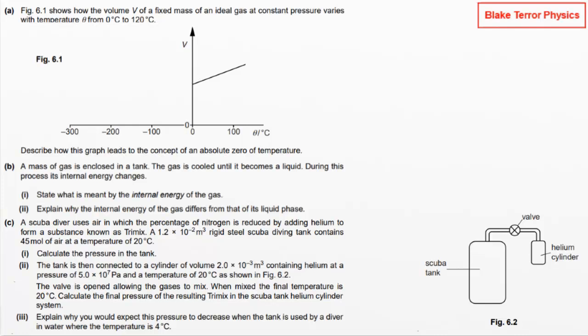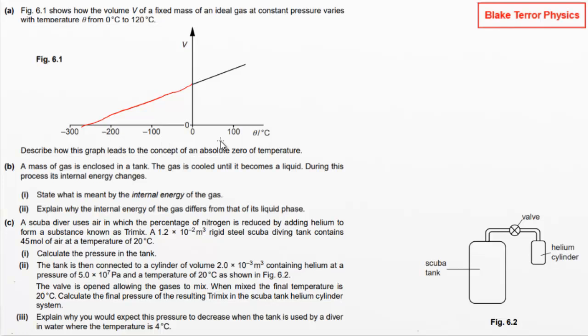Okay, so pushing on, we've got figure 6.1 here, which shows how the volume V of a fixed mass of an ideal gas at constant pressure varies with temperature. Okay, so describe how this graph leads to the concept of an absolute zero of temperature. Right, well, we can use this graph because they've given us a lot of space here on the left-hand side. So we can extend back this straight line. And I'm not going to write out every word of the explanation because it always takes too long to write it out.